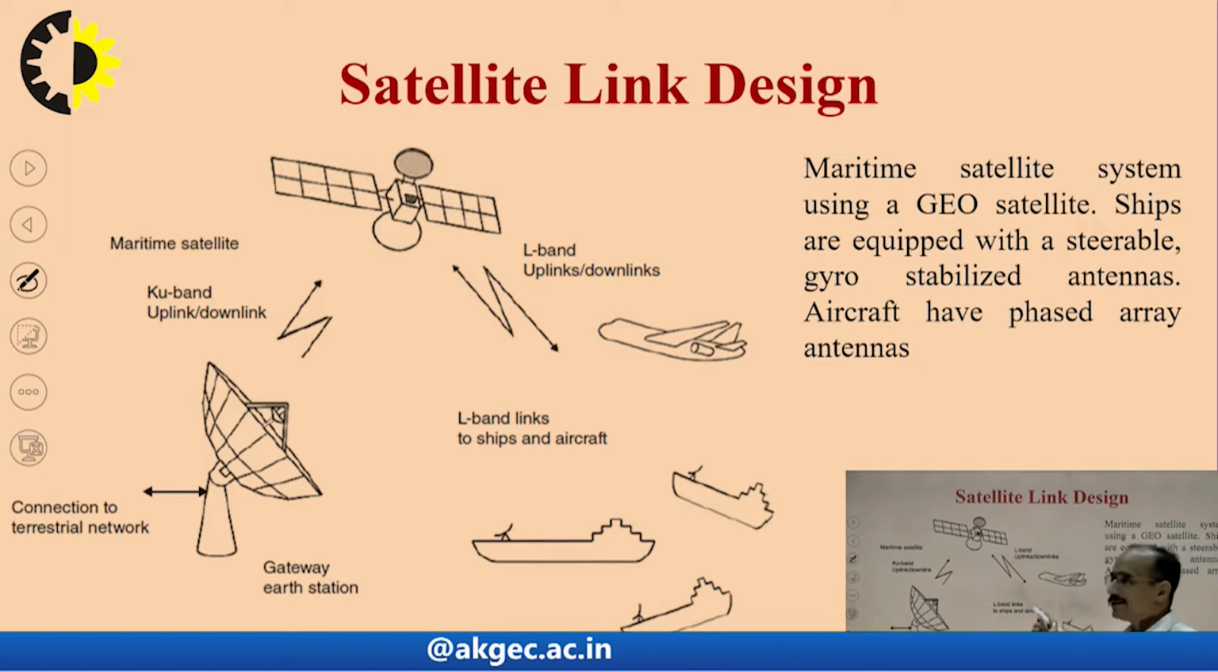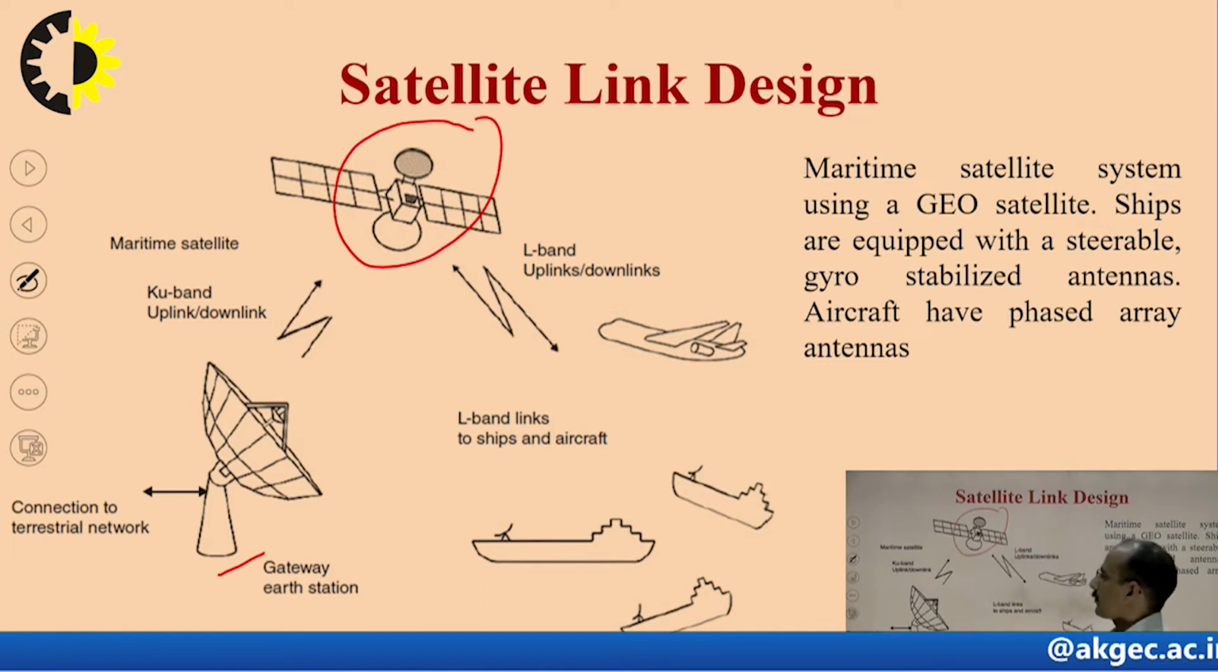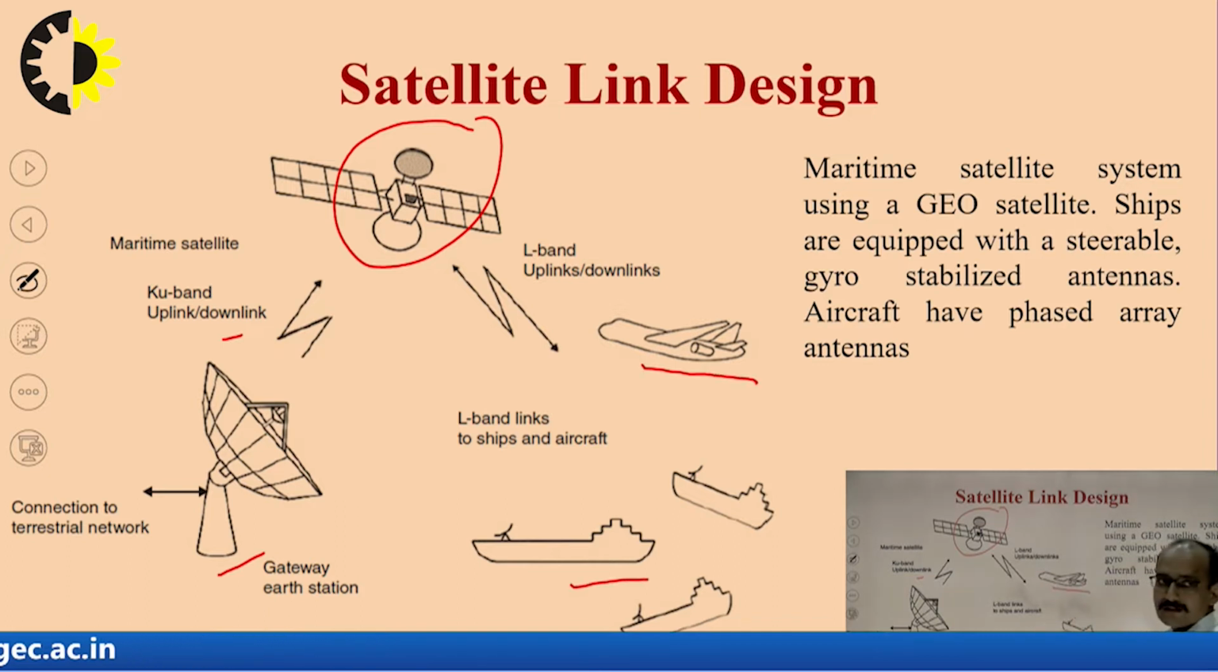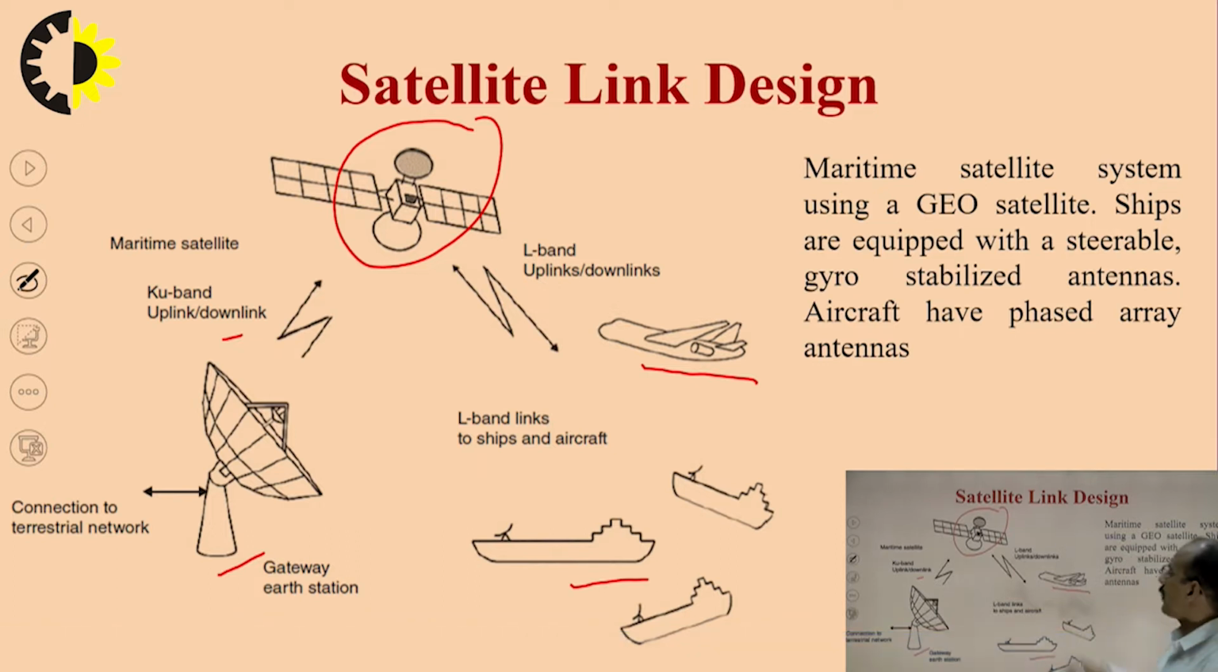Now how is it described? You can see here a maritime navigation system in which this is the gateway earth station located on the earth, and this is the satellite placed in the orbit. This is a maritime satellite, and it is connected with the gateway earth station with Ku band uplink and downlink, and they use L band uplink and downlink for aircraft and for locating the various ships in the ocean. This is just an example of a satellite link.